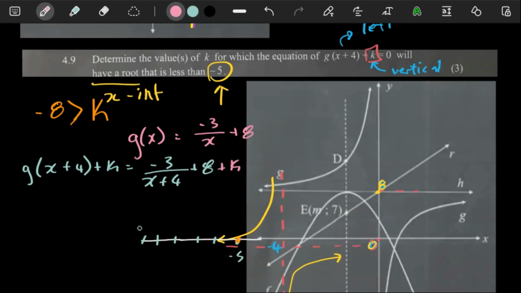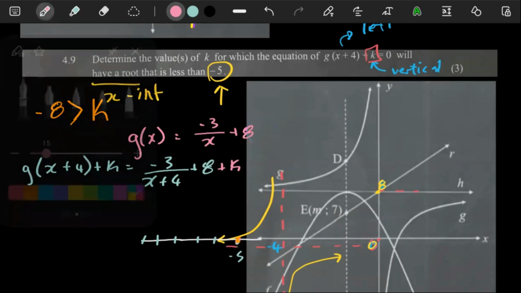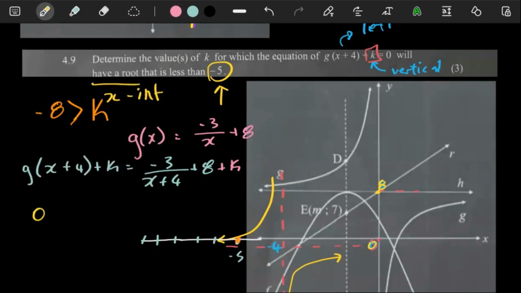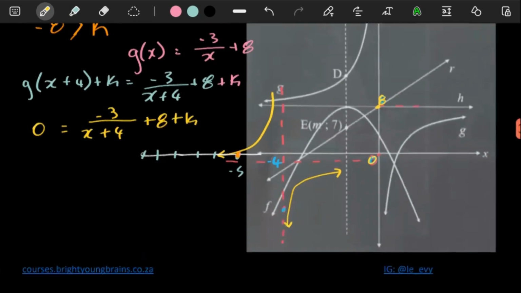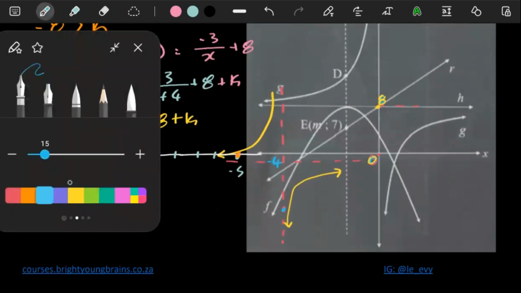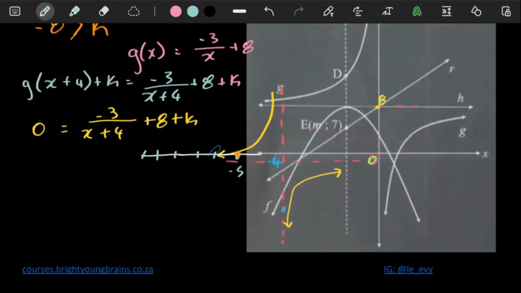So in this equation, you want to find a k value where the y value is 0, because specifically where it's going to touch an x-intercept of -5, the y value is 0. So you're going to make this equation equal to 0: -3x + 4 + 8 + k. And then you can solve for k. But apart from solving for k, remember where this is 0, the x value is -5.